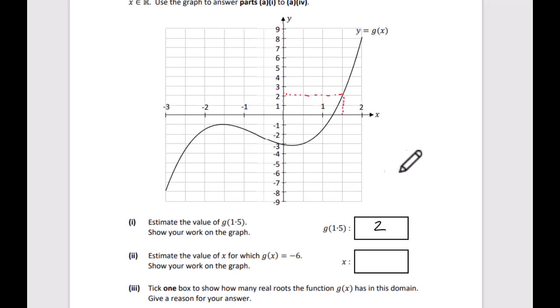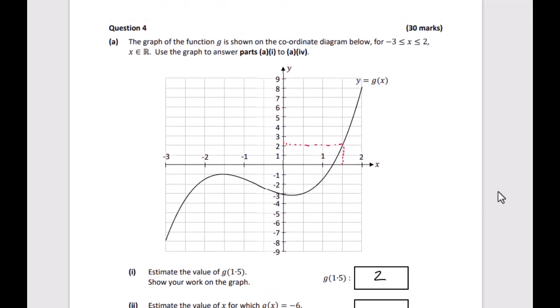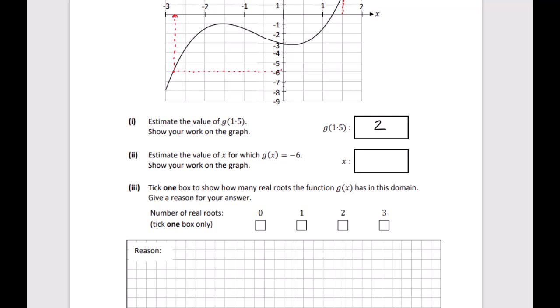So estimate the value of x, which g of x is minus 6. So if g of x is minus 6, we're going to start from down here. Y is minus 6. And then we're going to come up along here like this. So that's my answer there. So if y is minus 6, I'm going to say x is minus 2.75.